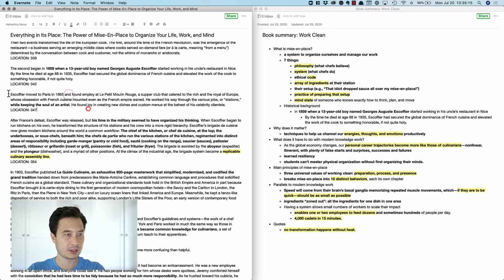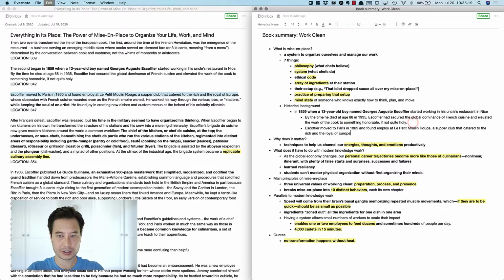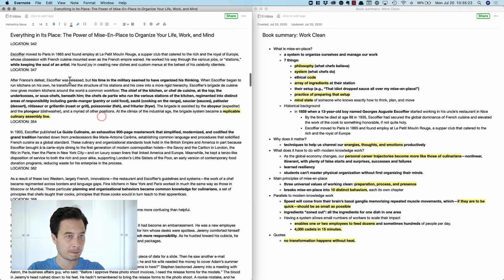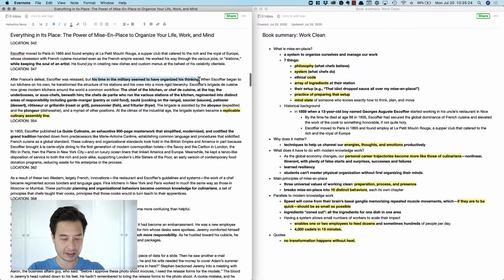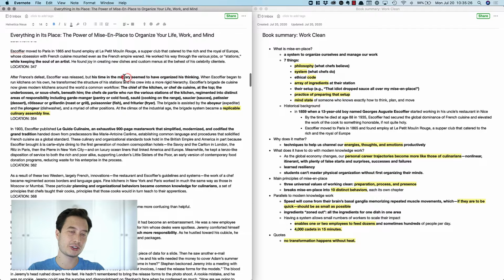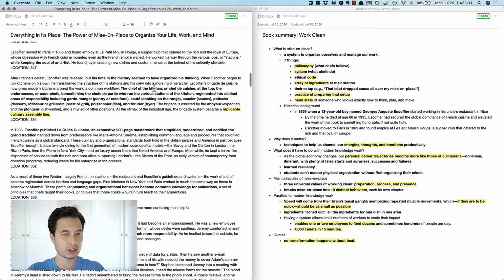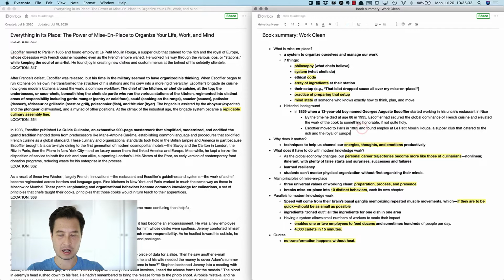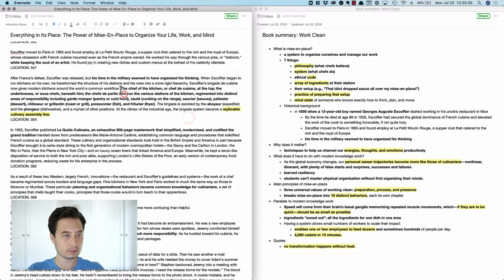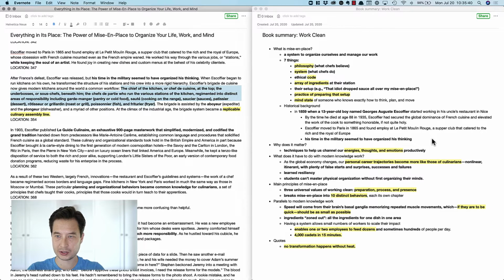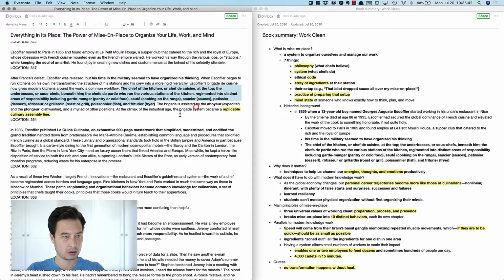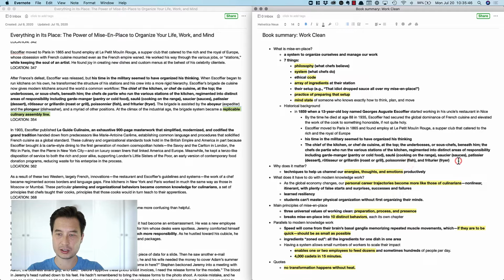So I'm just going to put a few points here, like the Moulin Rouge, which a lot of people have heard of. I'm going to put his time in the military. That's actually very interesting to shed light on how he even thought of this as a system. Where did he learn such a rigorous approach? So I'm going to put that here. Yeah, I guess we could put the different positions. Okay, replicable culinary assembly line. That's kind of a concluding point.